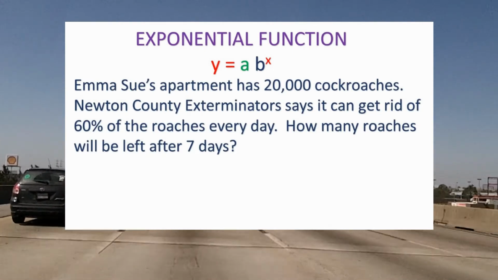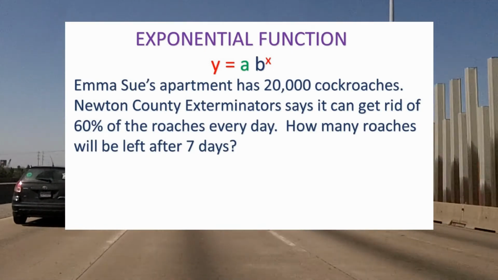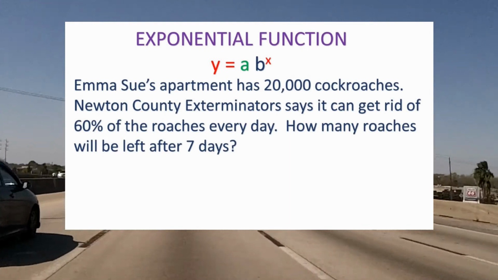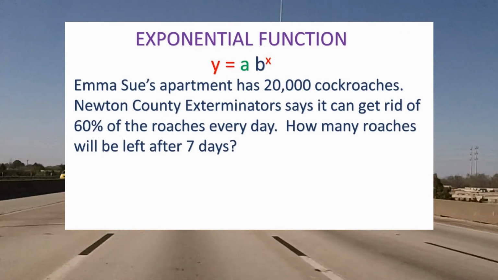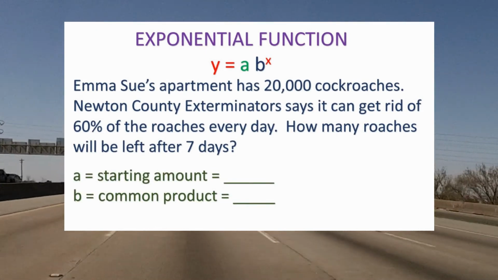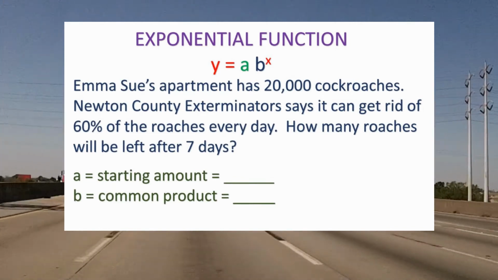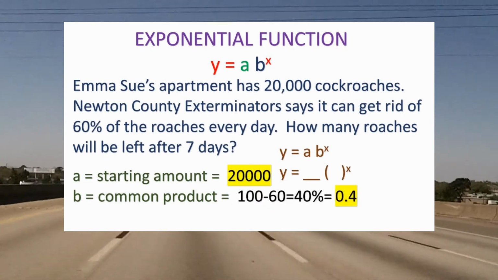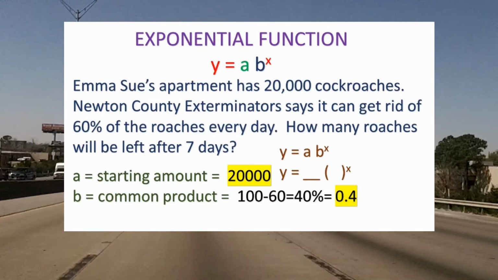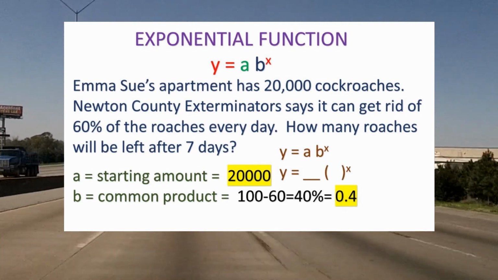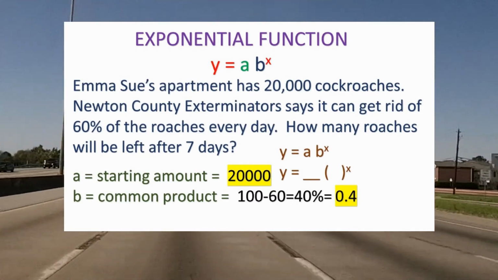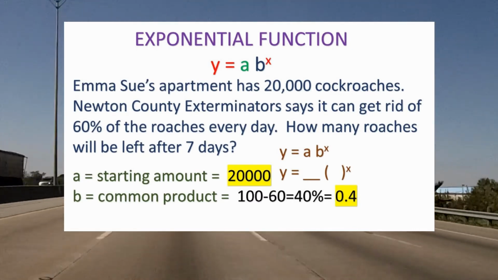Now let's look at another problem. Emma Sue's apartment has 20,000 cockroaches. Newton County Exterminator says it can get rid of 60% of the roaches every day. How many roaches will be left after 7 days? To do this problem, we need to find the starting amount and the common product. In this problem, our starting amount would be the 20,000 roaches. The common product would deal with the 60%. Since the percentage is making the population go down, we'll take the percent and subtract it from 100. So 100 minus 60% would be 40%. Converted to a decimal, 40% would be 4/10. So our common product would be 4/10.